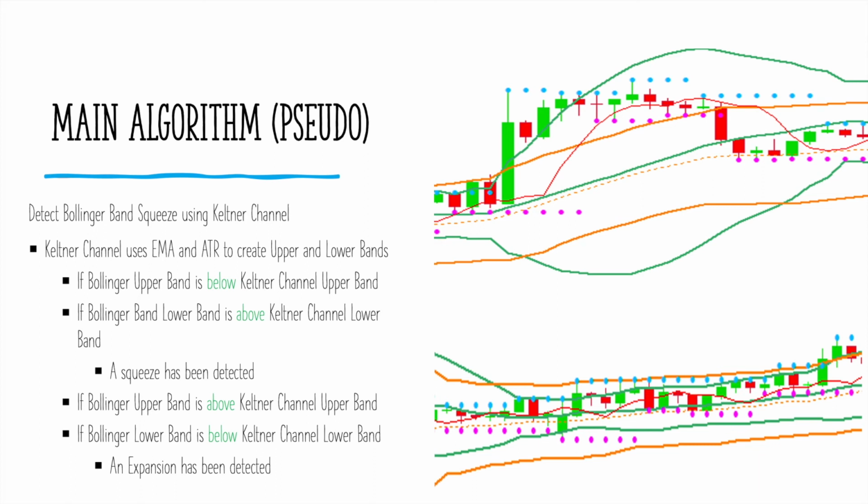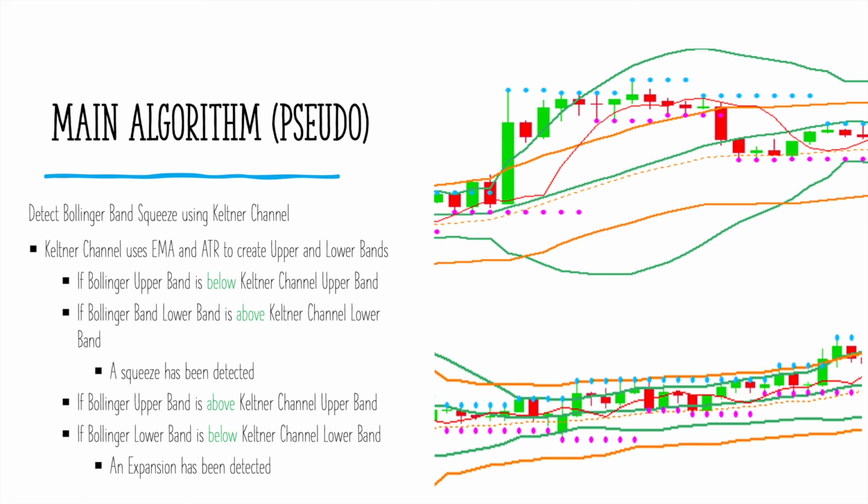For that case, we basically use the Keltner channel to detect a squeeze. The Keltner channel is built off of the EMA, or the exponential moving average, and the average true range. Using these two, it basically creates bands. Once these bands are created, one way of detecting the contraction is that the Bollinger upper band and the Bollinger lower band will be within the Keltner channel.